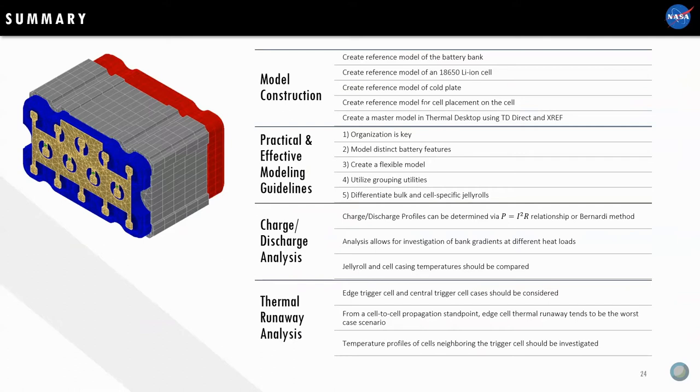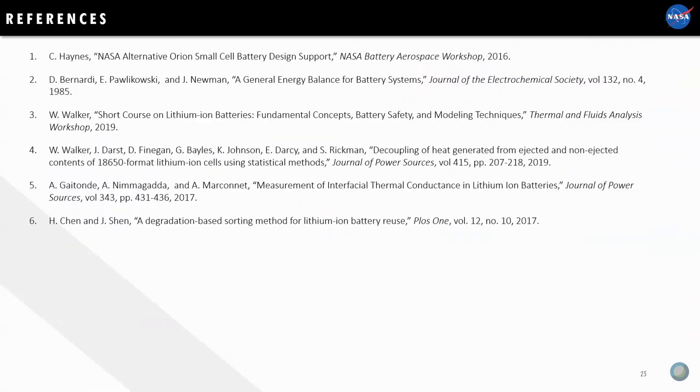Then we went and talked about the charge and discharge analysis. So again, those profiles can be determined via your P equals I squared R relationship, or you can use the Bernardi method. Again, check our references if you would like to use the Bernardi method. And then, talking about looking at the difference between the jelly roll and cell casing temperatures and the bank gradients, so you don't have undesired degradation of your cells. And for your thermal runaway analysis, again, looking at edge and trigger cell cases and making sure cell-to-cell propagation doesn't happen. And again, looking at those temperature profiles of the neighboring cells.